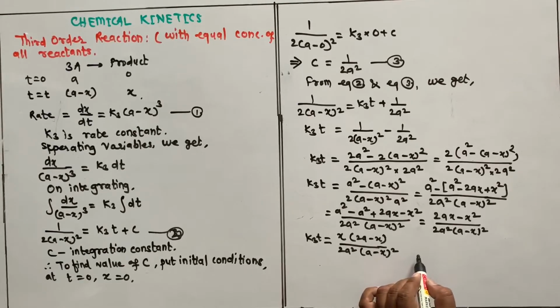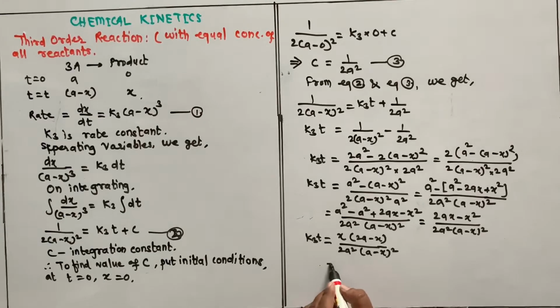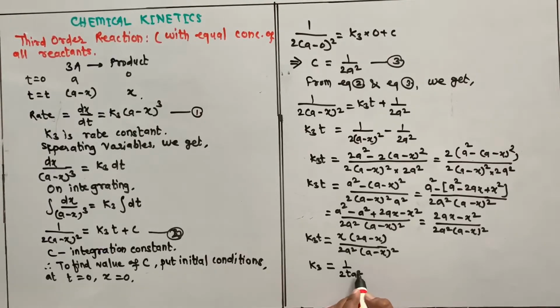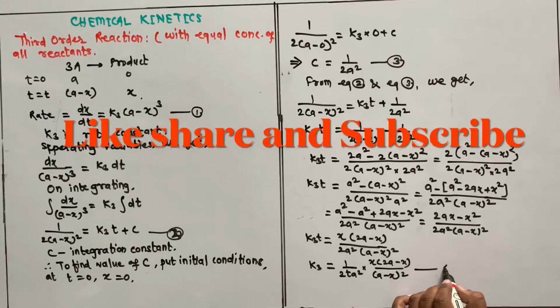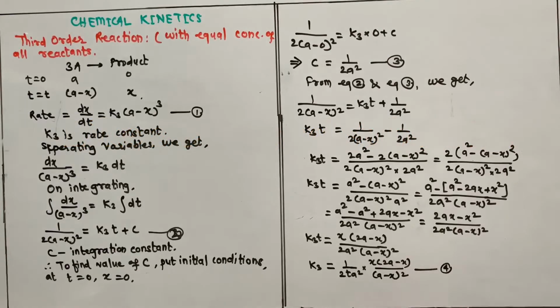And lastly, take this t towards this side, then K3 is equal to 1 upon 2ta square into x into (2a minus x) divided by (a minus x) square. This expression number 4 is the third order rate expression.